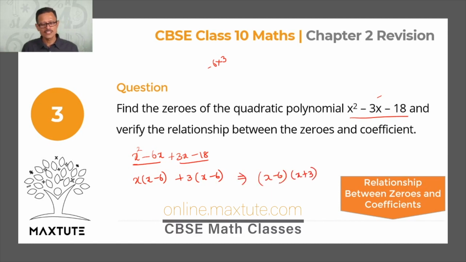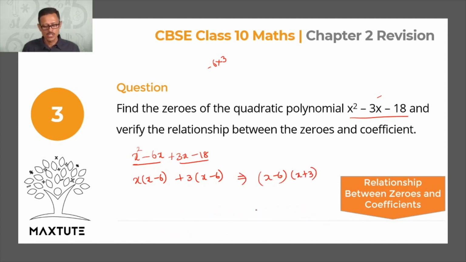So if x is a 6, this term becomes 0. So the polynomial becomes 0. So one of the zeros of the polynomial is 6. If x is a minus 3, the second part of the expression becomes 0. So the polynomial again becomes 0. So minus 3 is the second zero. So zeros of this polynomial are 6 and minus 3.